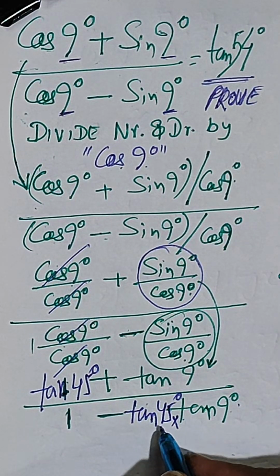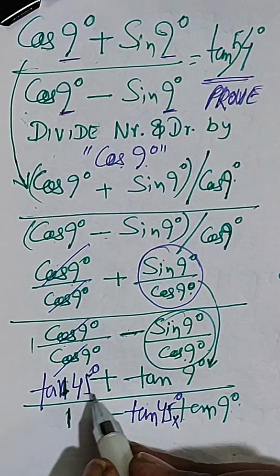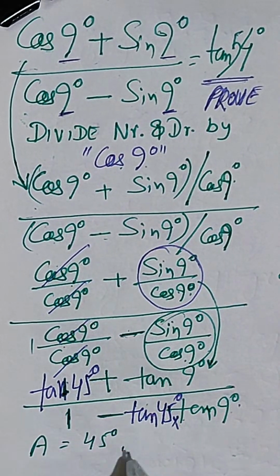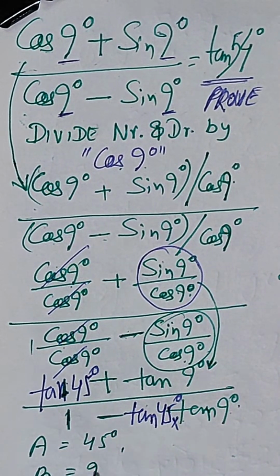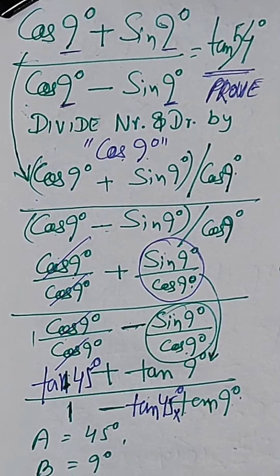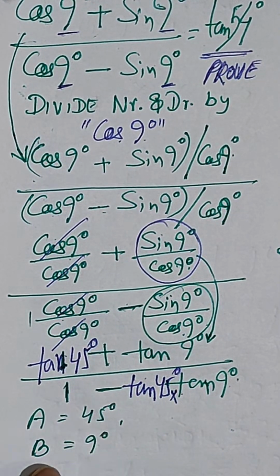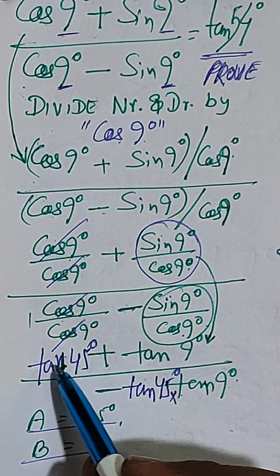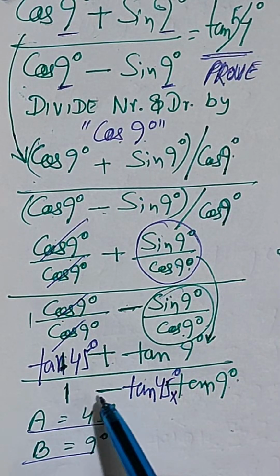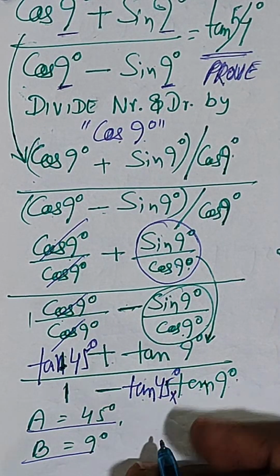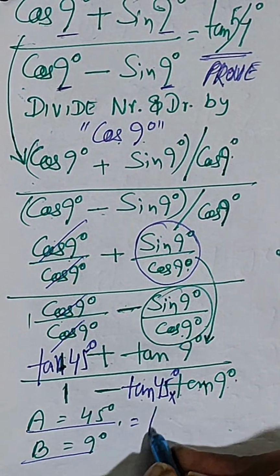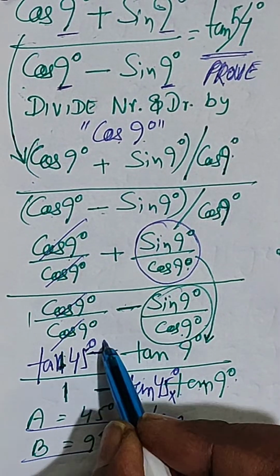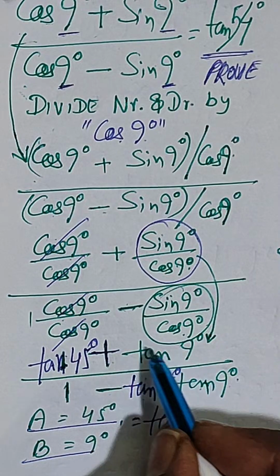The benefit behind that is you can easily see, if A is equal to 45 degree and B is equal to 9 degree, then this is in the form of the formula (tan A plus tan B) divided by (1 minus tan A tan B). So in this way we can write it as tan of (A plus B), because you can see plus in the numerator, so definitely this is the formula of tan(A plus B), right?